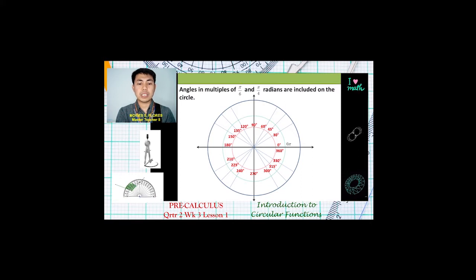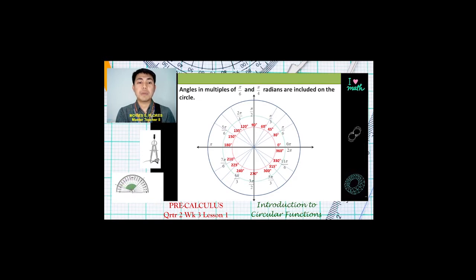Now after the angles in terms of degrees, let us determine the angles in terms of radians. Let's start with the multiples of pi over 6. We have pi over 6, followed by pi over 3, pi over 2, 2 pi over 3, 5 pi over 6, pi, 7 pi over 6, 4 pi over 3, 3 pi over 2, 5 pi over 3, 11 pi over 6, and of course 2 pi. You could check that by converting our degree measurement to a radian measurement.